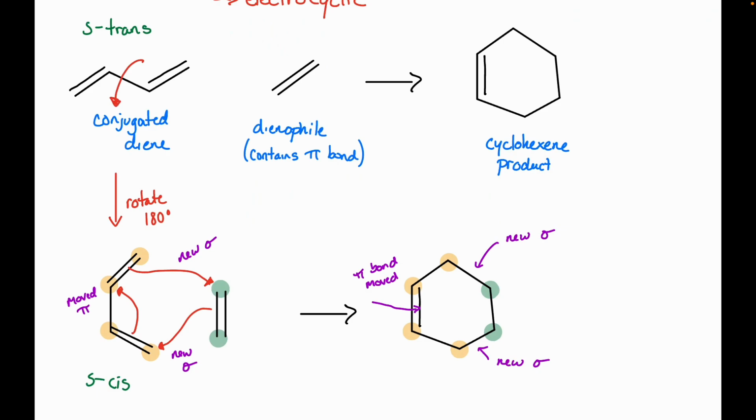All right, and we're always going to see this 6-membered cyclohexene ring that's formed. It's always going to contain at least one pi bond here and be a closed 6-membered ring.